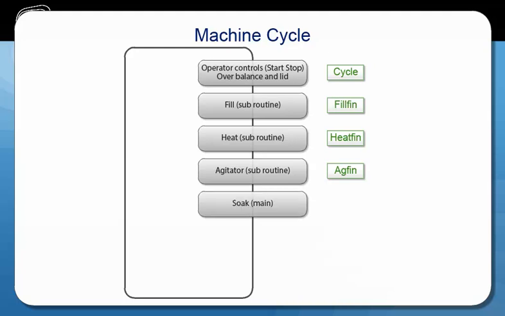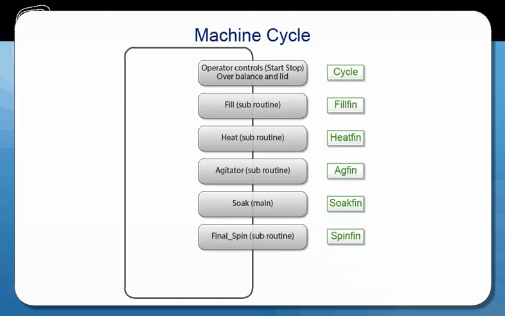Run the soak cycle. With the soak cycle, the machine will wait for 15 seconds. It is suggested that the soak cycle is put in the main program because if it is in a subroutine, it will be difficult to switch the timer off. Turn on the variable soak fin. Run the final spin subroutine, and when the cycle is complete, turn on the variable spin fin.